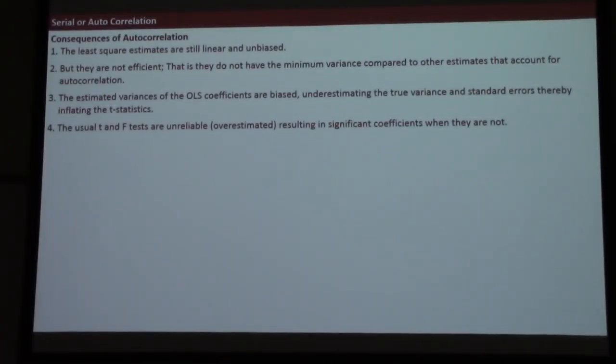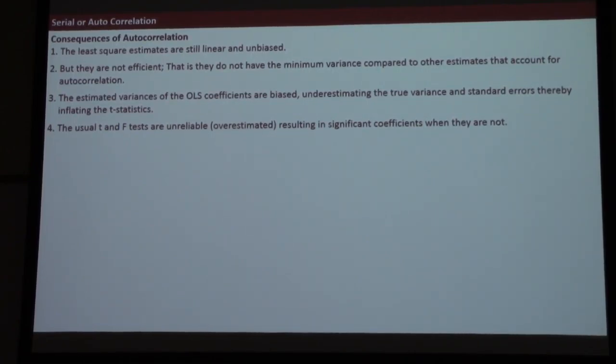And that's really the main consequence. It's going to screw with our t-stats, is the technical term, and our F-statistic also. So that's really the major consequence of serial correlation: it doesn't necessarily mess with our coefficients themselves, but it messes with the variance of the coefficients, so that our t-stats and F-statistics are going to be unreliable.